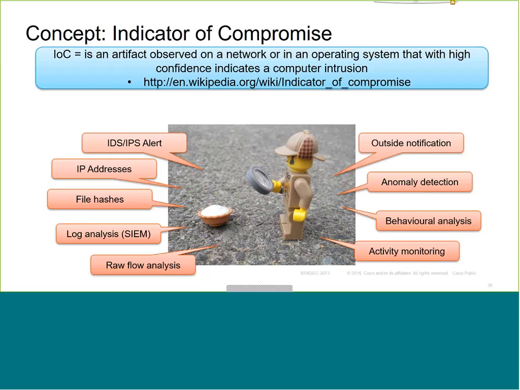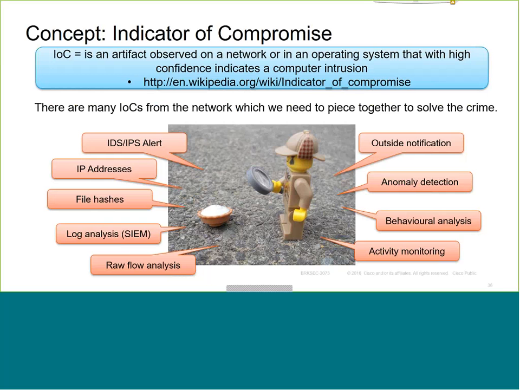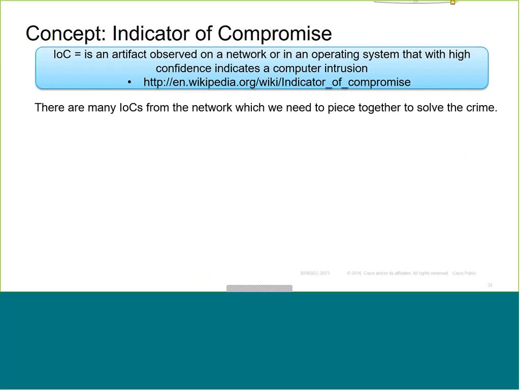You can see what the activity is, you can look at raw flow analysis, we can feed information into log analysis with your SIM. We've got a number of different ways, not just from NetFlow, that you can get indicators of compromise. And as I say, there are many different sources that need to be pieced together.